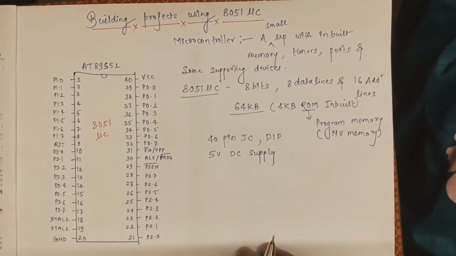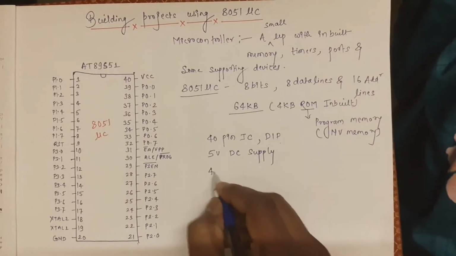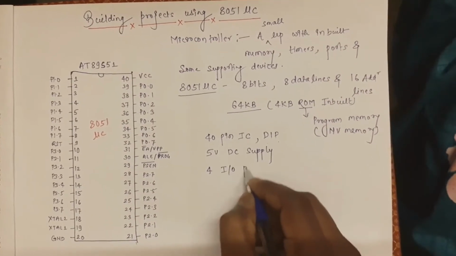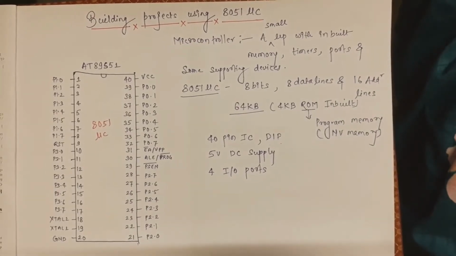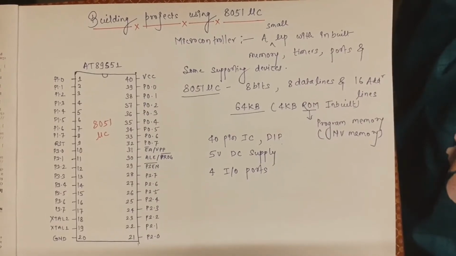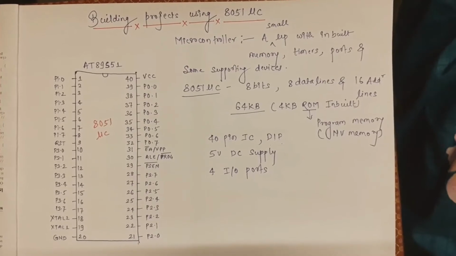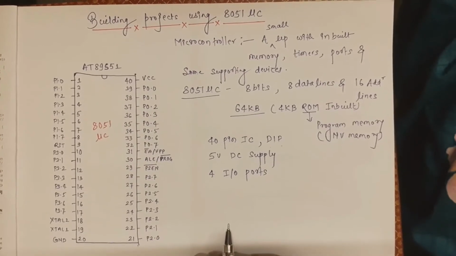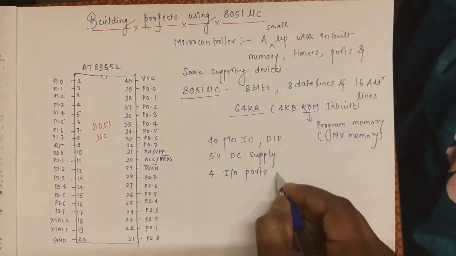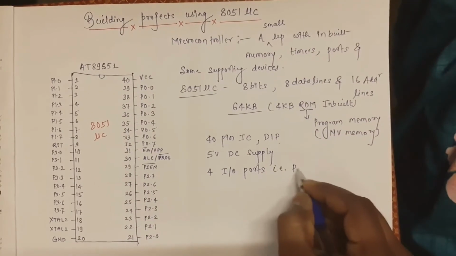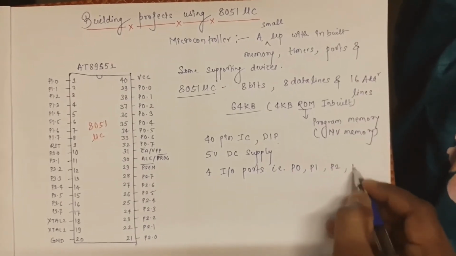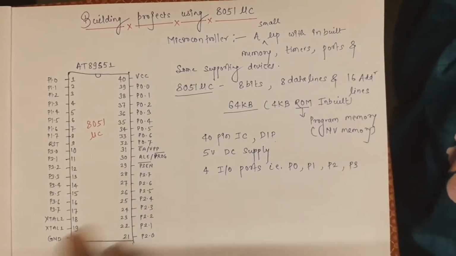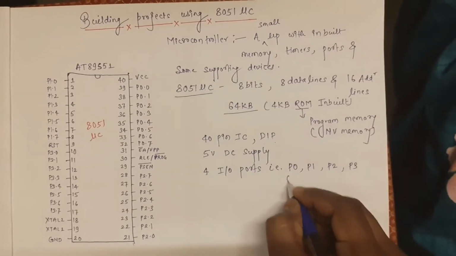And the thing which is very important, it has 4 IO ports. So what is an IO port? IO ports are basically used to interface input output devices with the microcontroller. So 8051 microcontroller has 4 IO ports, that are port 0, port 1, port 2 and port 3. The size of each and every port is 8 bits.